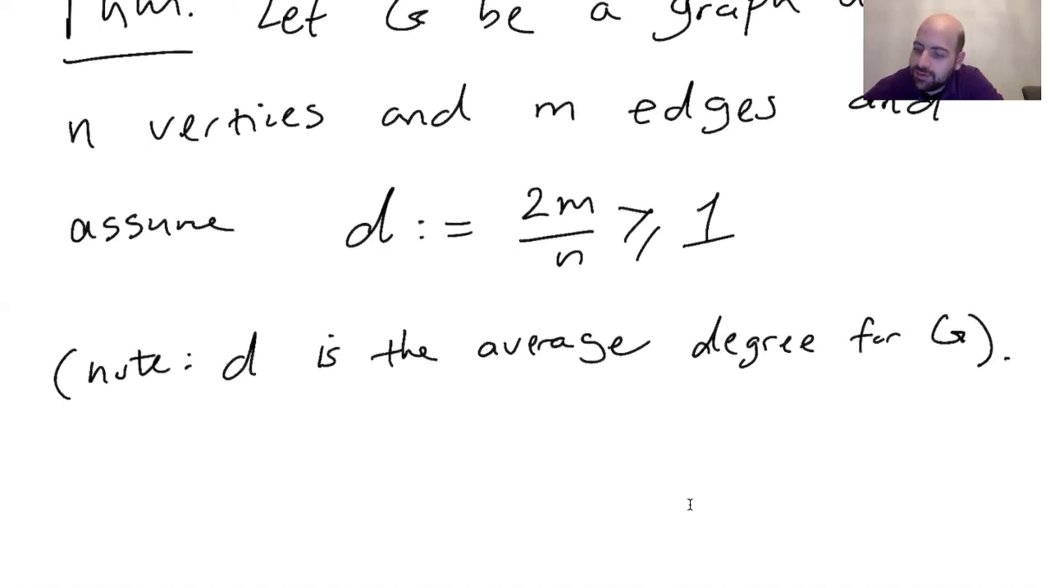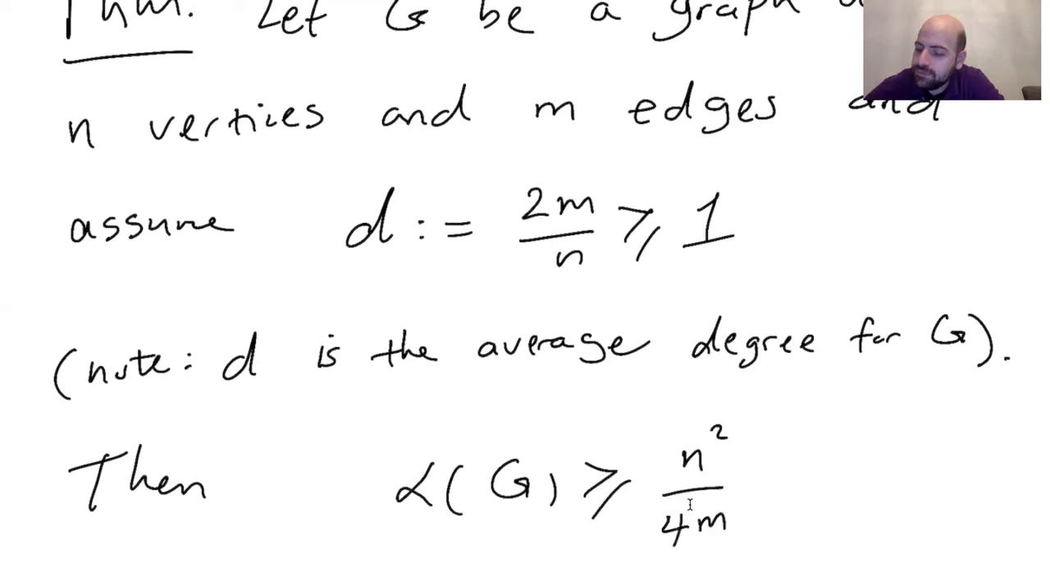Okay, so if you have a graph G with n vertices and m edges, and if d, which is 2m over n, is bigger than or equal to 1, then alpha of G is bigger than or equal to n squared over 4m, which is the same as n over 2d, right? Because d is defined to be 2m over n, which is obviously the same as n squared over 4m. So the lower bound for the independence number of any graph G with these conditions is n squared over 4m.